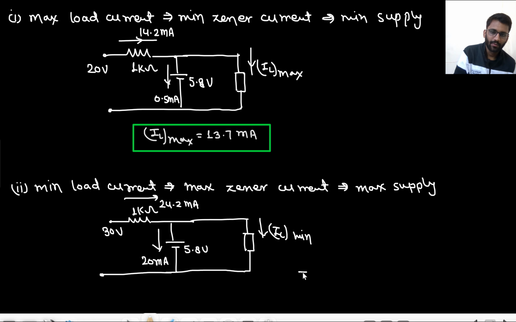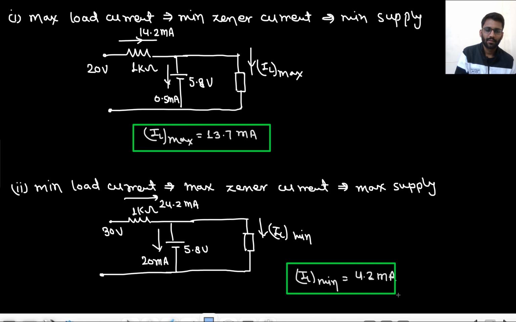So your IL minimum would be 24.2 minus 20, that means 4.2 milliampere. That's it. Well and good. So these are your two answers.